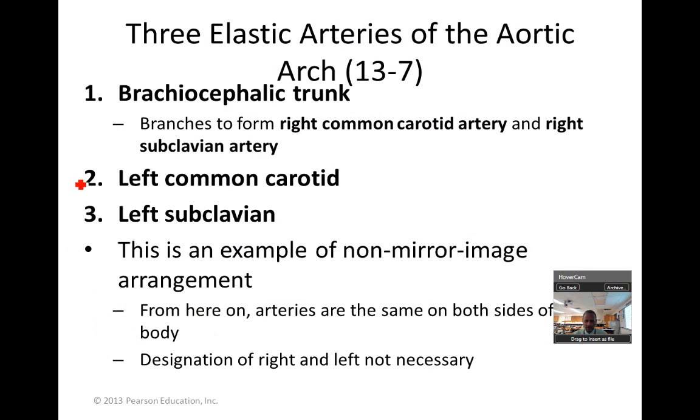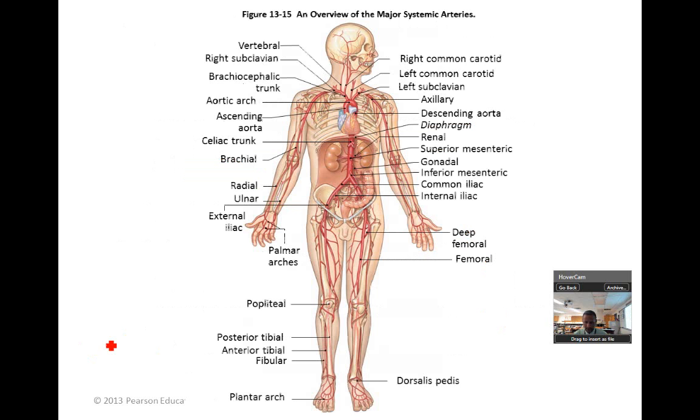So this is just a quick review of the three that we just saw, the brachiocephalic, and you see the right common artery comes off, the right subclavian. Now the left subclavian, again, is the big trunk. Now that's going to actually be branching into your blood vessels that are going to vascularize your arms and a little bit of your chest. So let's look at this.